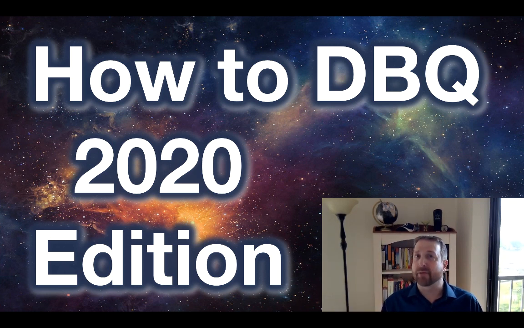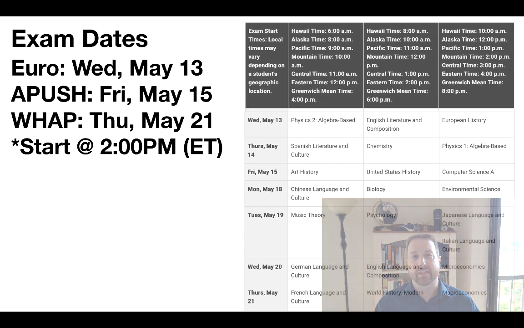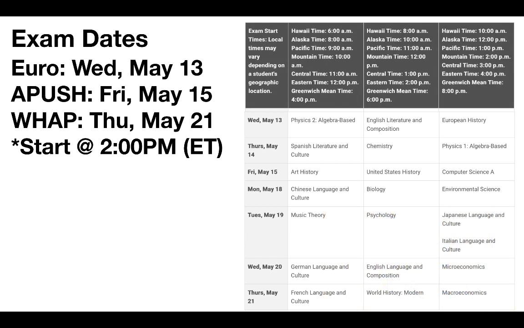Now, before we begin, I would recommend writing a lot of this stuff down. So when are the exam dates? If you can take a look at the table, you can see that Euro is on Wednesday, May 13th, A-Push on Friday, May 15th, and WAP Modern will be Thursday, May 21st. And in that case, it's going to start at 2 p.m. Eastern Time. You can see right there on the table.